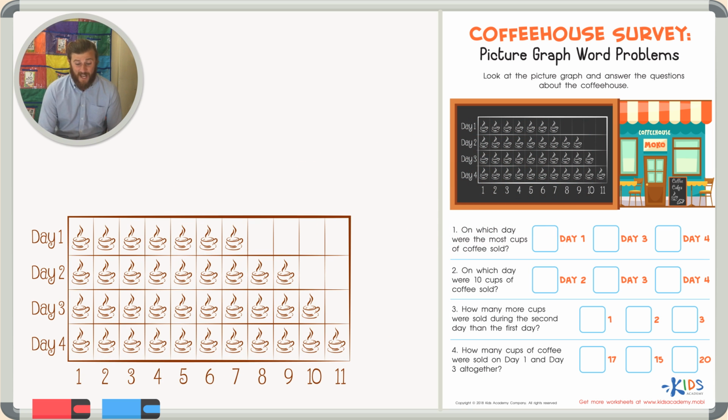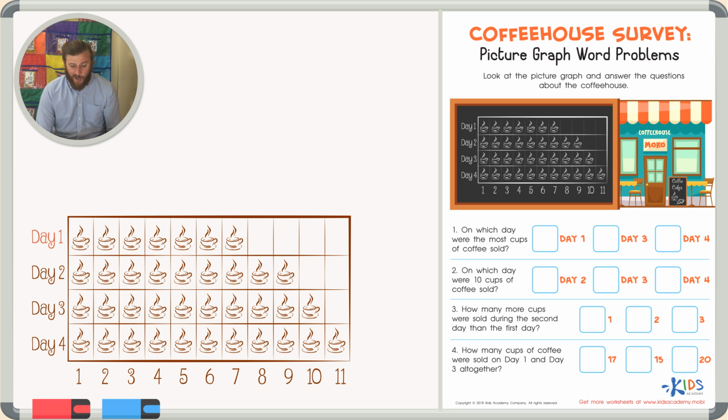In our pictograph today, it's about coffee. So I see these numbers on the bottom. These numbers on the bottom represent 1 cup of coffee. So 1 represents 1, 2 represents 2, so on and so forth. On the left side of our graph, we have each day.